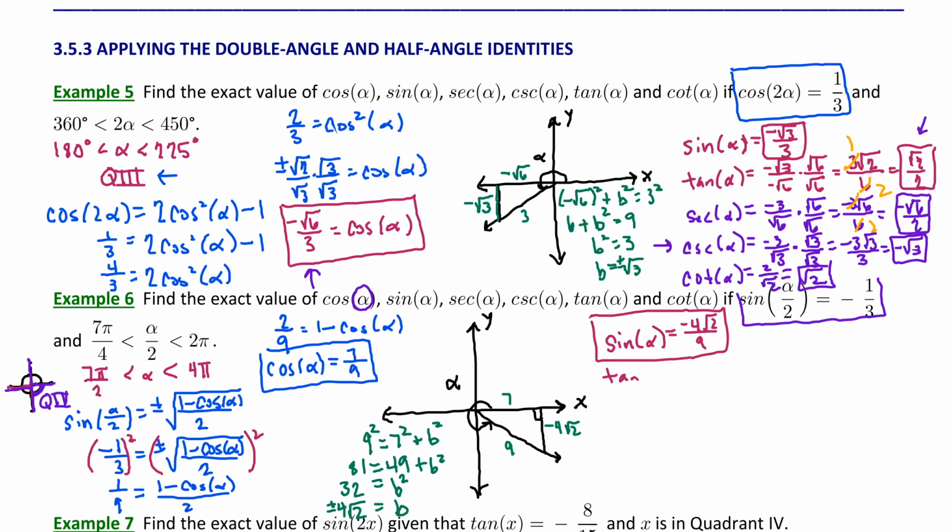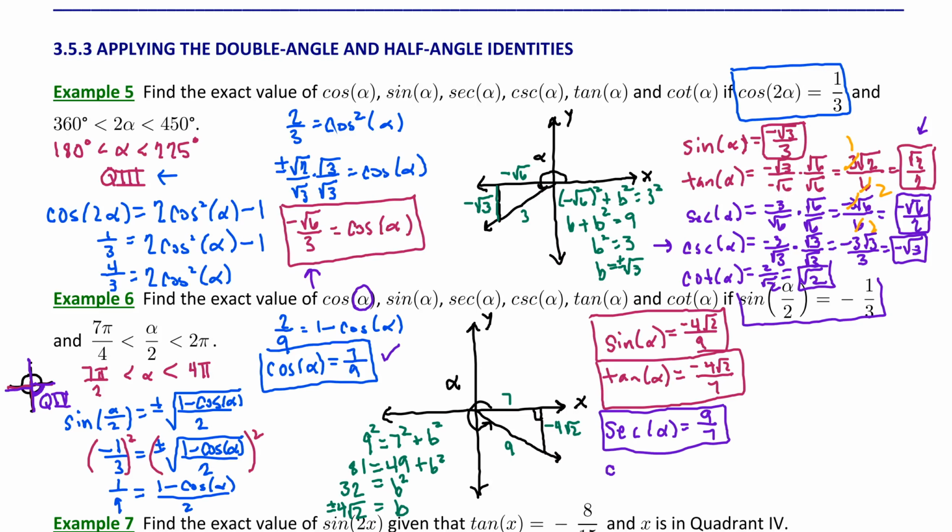Tangent of alpha is the y-coordinate divided by the x-coordinate. That's going to give us negative 4 square root of 2 over 7. We're halfway there. We've got 3 more to determine. To find the other 3, I'm simply going to use reciprocal relationships. Secant of alpha is the reciprocal of cosine. Cosine is 7/9, so secant is going to be 9/7.